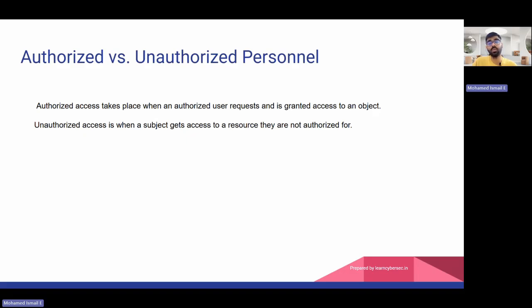Now, an unauthorized person is someone who doesn't have rights to access. So unauthorized access is when a subject gets access to a resource they are not authorized for. For example, you are trying to access gmail.com. The moment you enter your user ID and password, you end up loading someone else's Gmail account, then you are unauthorized to access, right? Then there is a problem with Gmail. Same goes for any application or any security control you are developing.